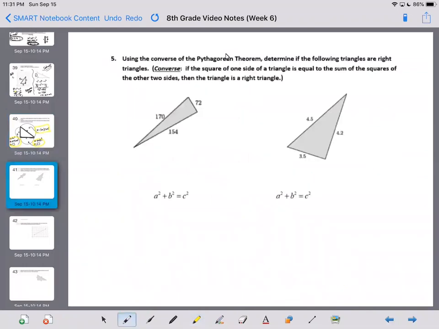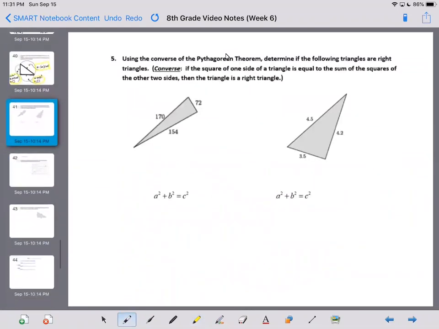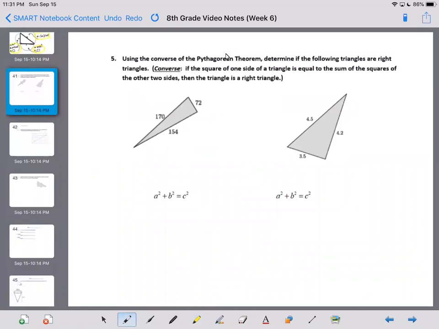Looking at number 5 here, we're also dealing with the converse of the Pythagorean theorem. The converse is just saying, as I have in there, if the square of one side of a triangle is equal to the sum of the squares of the other two, then the triangle is a right triangle. So that's all we're saying, is we're just trying to prove it.